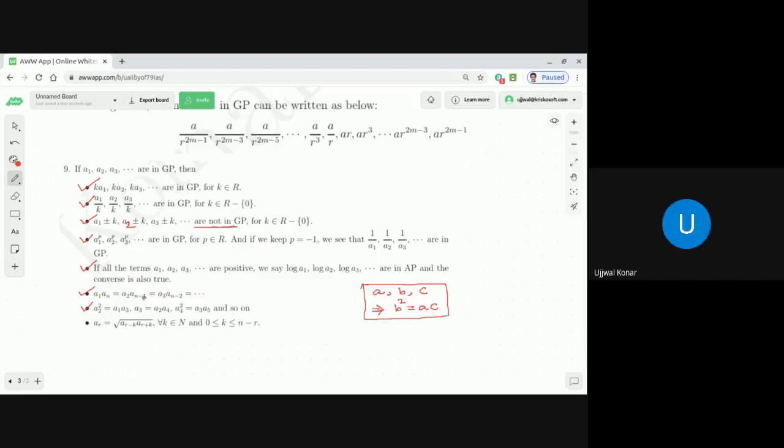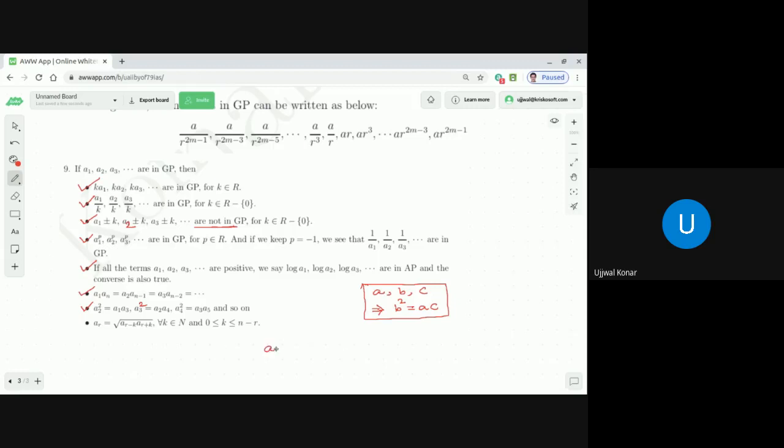A3 square should be A2 into A4. It is A3 square, A2 into A4. A4 square is equal to A2 and A4... A3 square should be A2 into A4. Are you getting my point? What I'm saying, dear students?